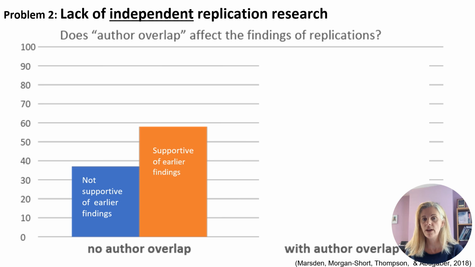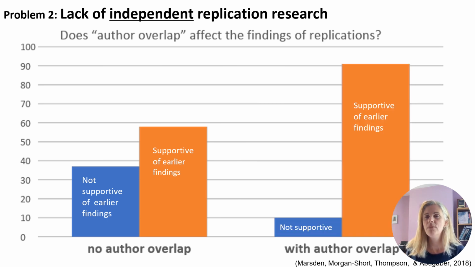When there's no author overlap, you can see that a few more of the studies find findings that are supportive of the original findings. But when there's author overlap between the original and the new study, you can see that they're much more likely to be supportive of earlier findings. Now, there's lots of reasons why this could be, why author overlap leads to a greater tendency to find supportive findings. And I won't go into those potential reasons now, but when you scrutinise each of them, none of them are particularly healthy for our discipline.